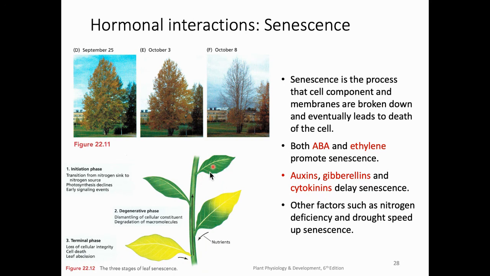Actually, the plants will recycle the nutrients, as I said earlier about the nitrogen sink to nitrogen source. The plant will recycle nitrogen from the older leaves to the newer leaves. And abscisic acid and ethylene promote leaf senescence, but this effect is counteracted by auxin, gibberellin, and cytokinin. Other factors such as nitrogen deficiency and drought can speed up this process as well.